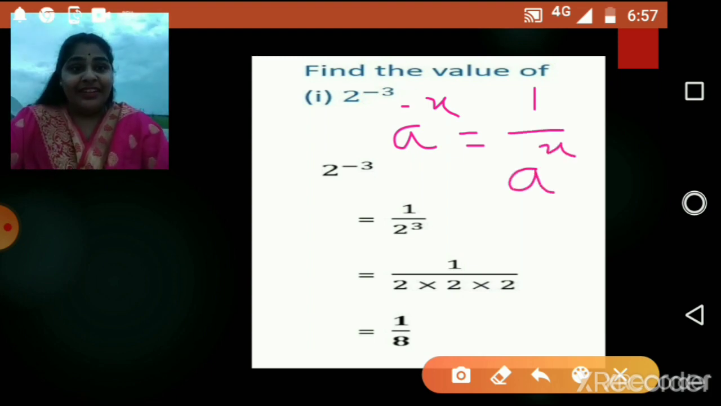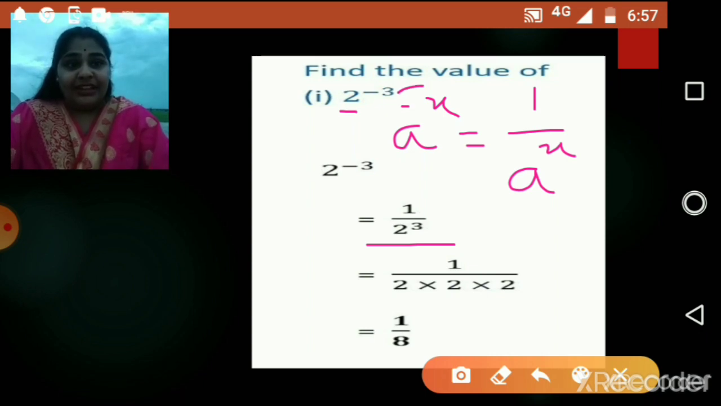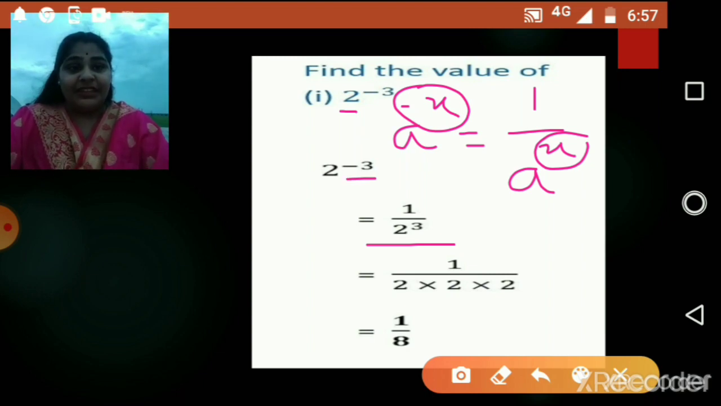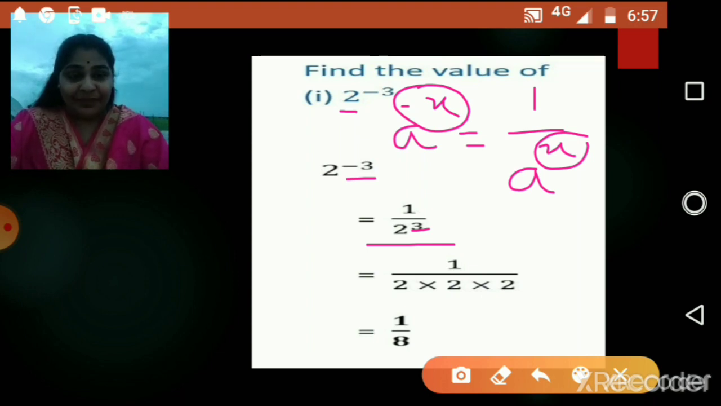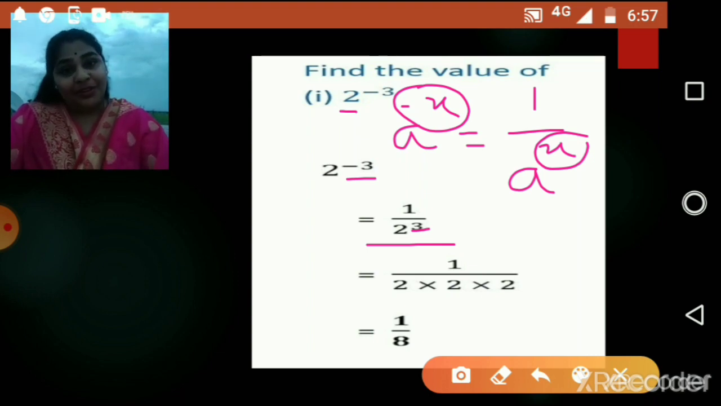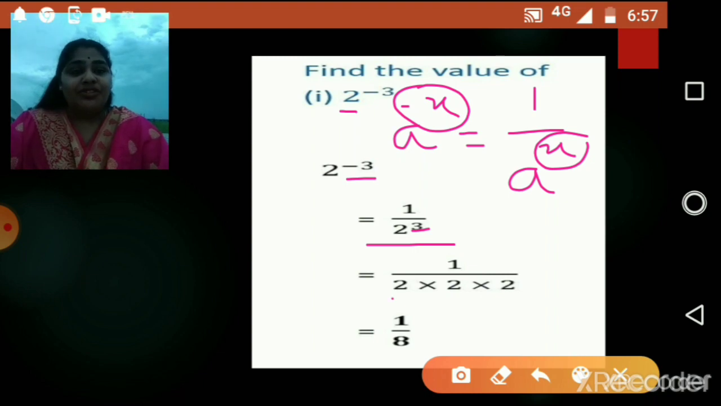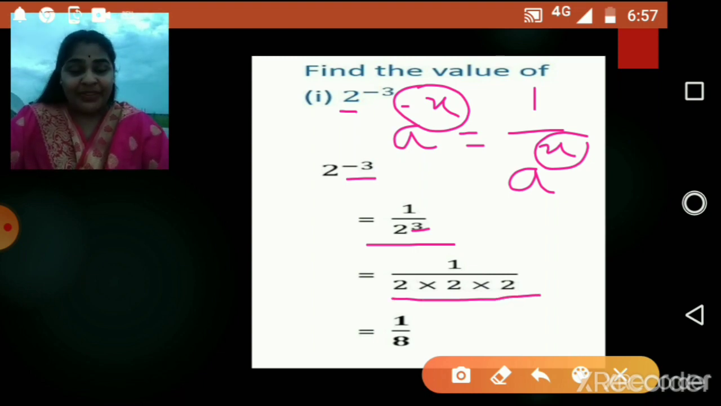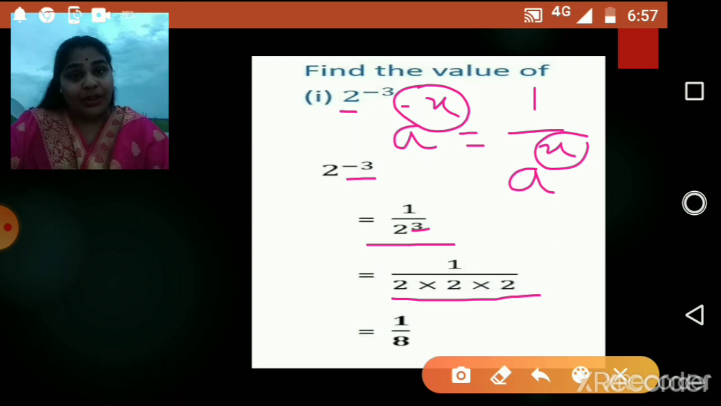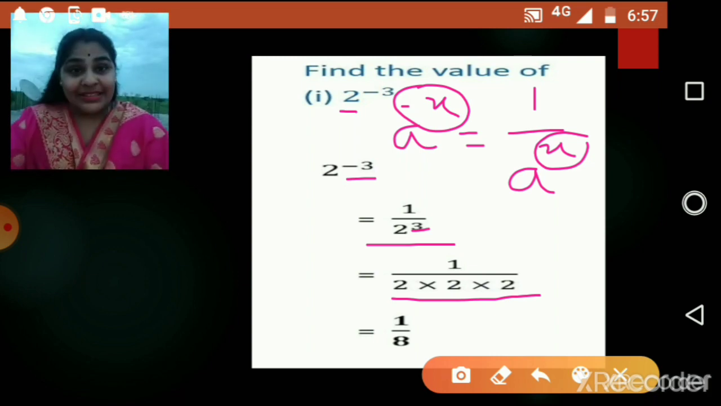So let us write, which is equal to 1 upon a, whose value is 2 here, 2 raised to, now negative x becomes positive x. So here negative 3 becomes positive 3. So this is equal to 1 upon 2 raised to 3. And 2 raised to 3, we know, is 2 into 2 into 2, so it is equal to 1 upon 8. I hope this is clear, children.